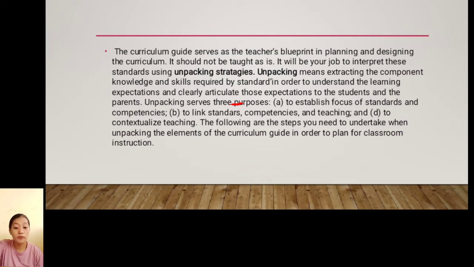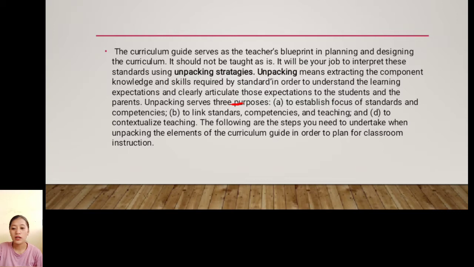Unpacking serves three purposes. So first, to establish focus of standards and competences. This first unpacking purpose is very important to focus the standard and the competences. Second, to link standards, competences, and teaching. Third, to contextualize teaching.